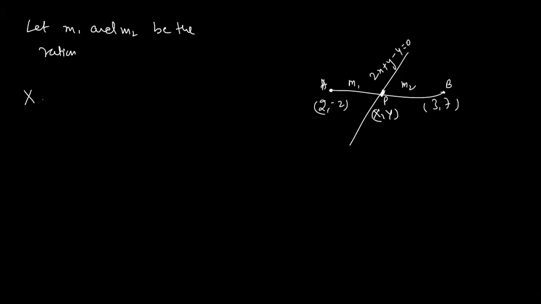Okay, so let capital X be equal to M1, if I'm considering this one as M1, so that X will be equal to M1 into X2. This one is X1, this one is Y1, this one is X2, this one is Y2. So I'm writing here M1 into X2, X2 is 3, plus M2 into X1, that is 2, upon M1 plus M2. This is the value for the X.